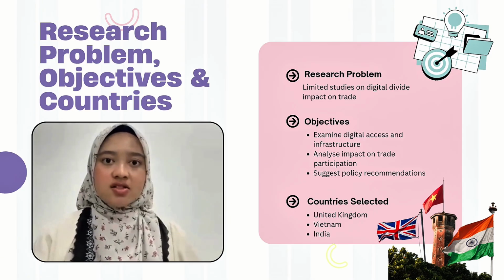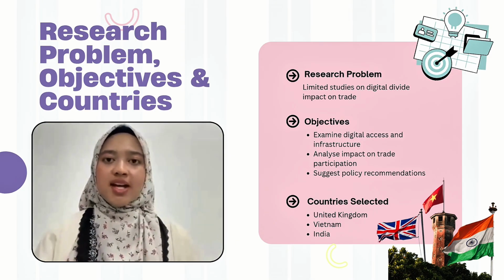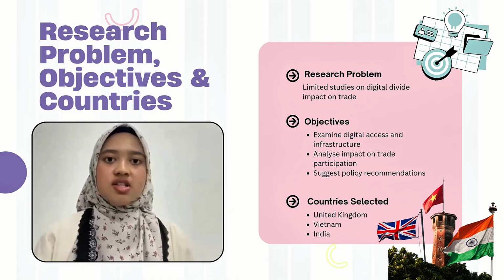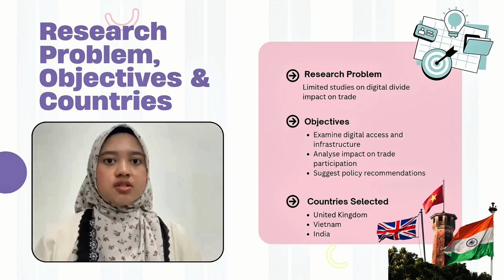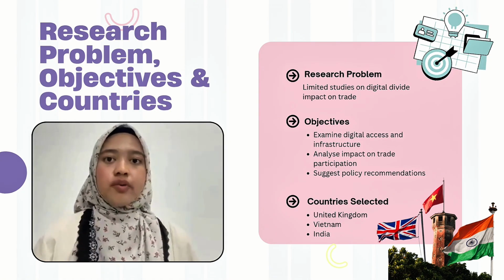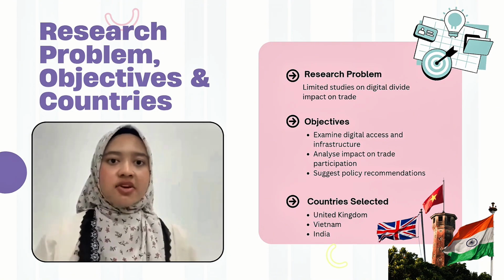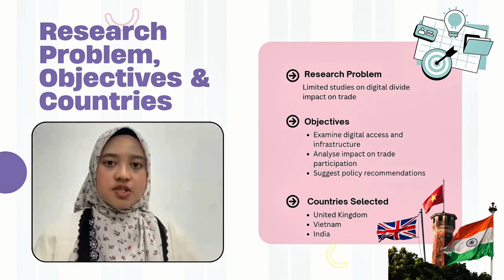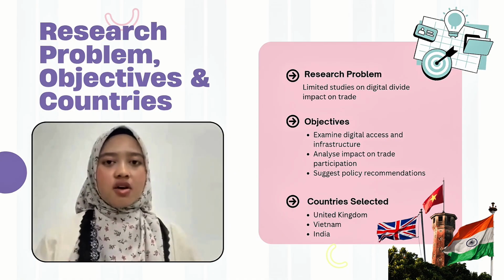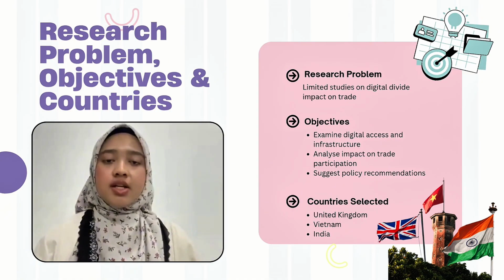The selected countries are the United Kingdom, Vietnam, and India. The United Kingdom represents a developed economy with advanced digital infrastructure. Vietnam is a fast-growing developing country with strong digital transformation efforts. India is a large emerging economy with rapid IT growth, but still faces unequal digital access, especially between urban and rural areas. These three countries provide a strong comparison of different development levels.